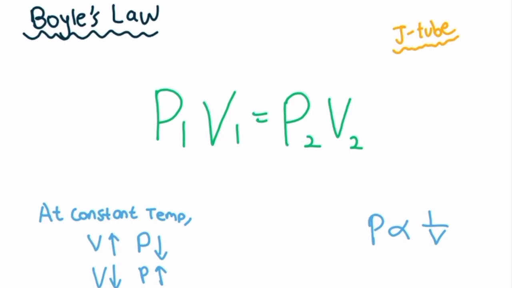So it basically says that P1V1 is equal to P2V2. So at constant temperature, as volume increases, pressure decreases. As volume decreases, pressure increases. So you can say that pressure is proportional to 1 over V.